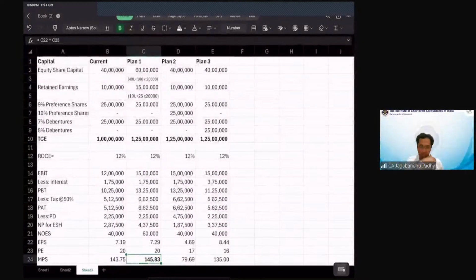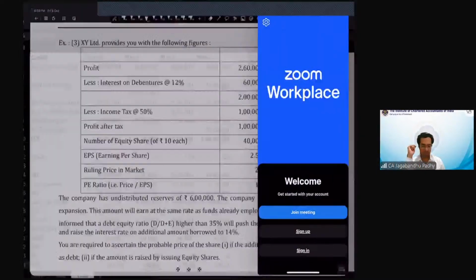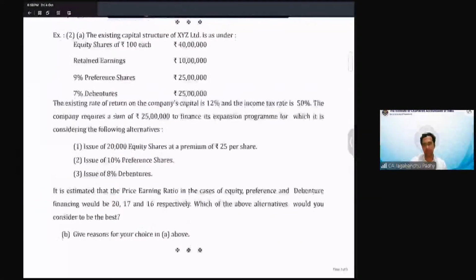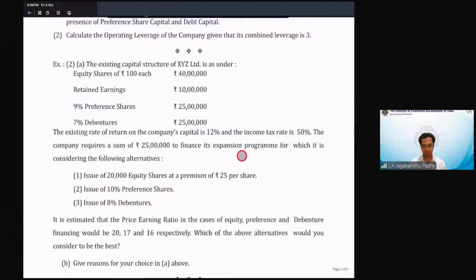Please explain equity issued at a premium. Equity shares were issued at a premium of 25 each. Equity shares of rupees 100 each face value, and on that 25 is a premium. So each share is being issued at a price of 125. That 25 rupees premium goes into securities premium, and 100 goes into the share capital account.